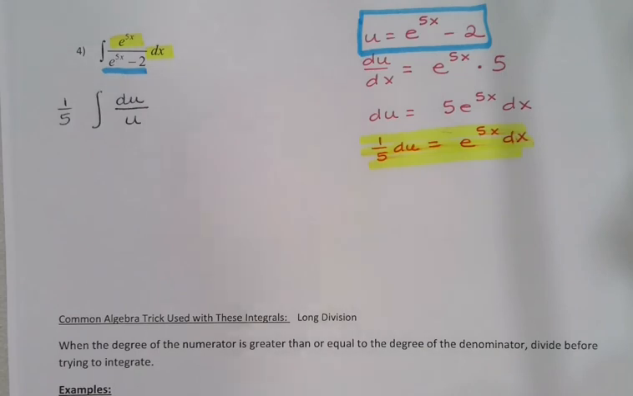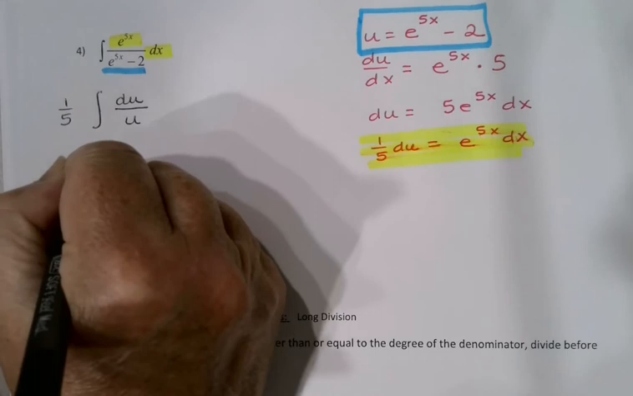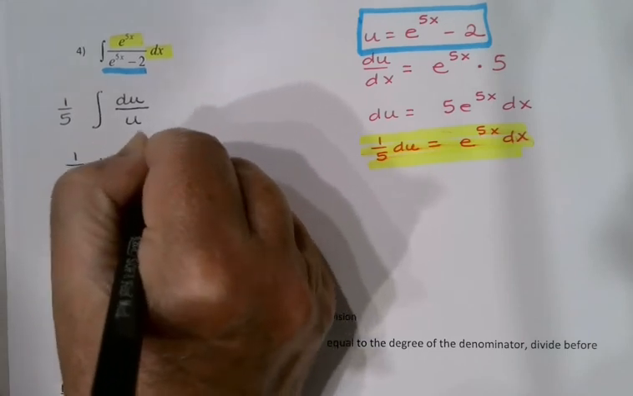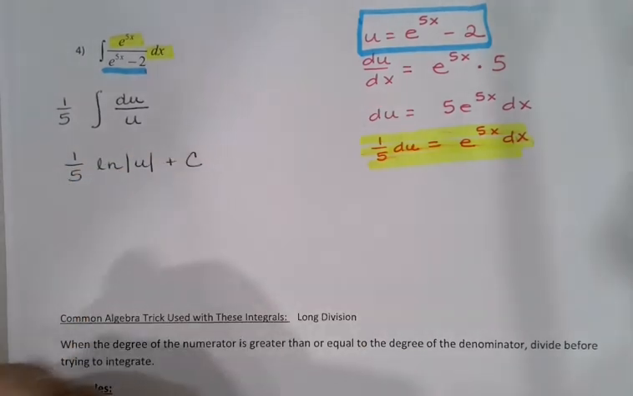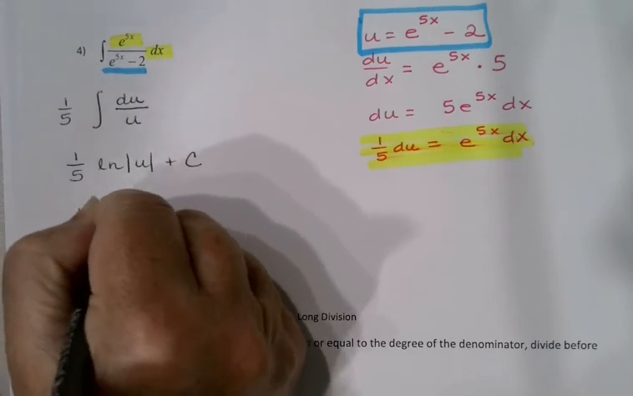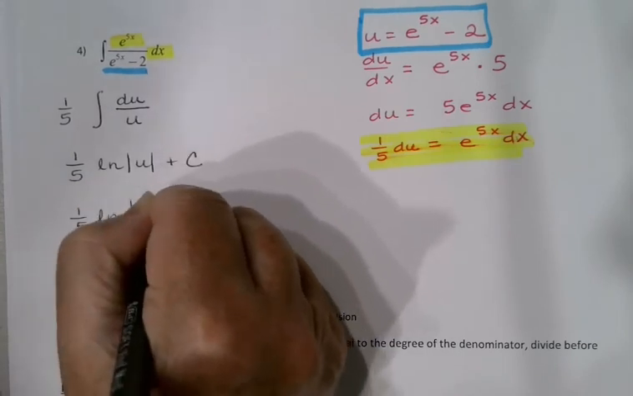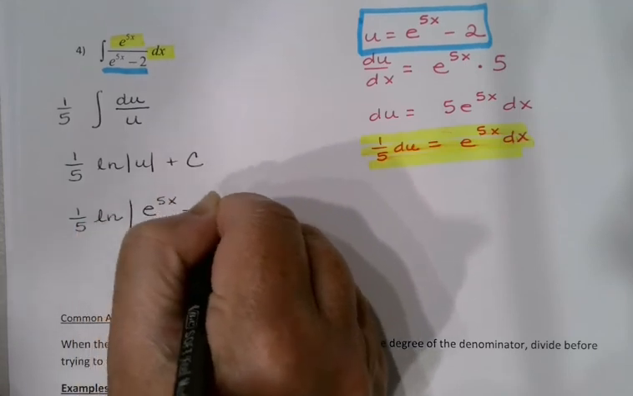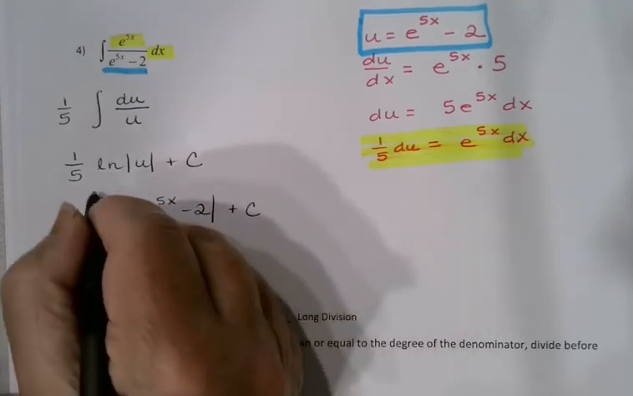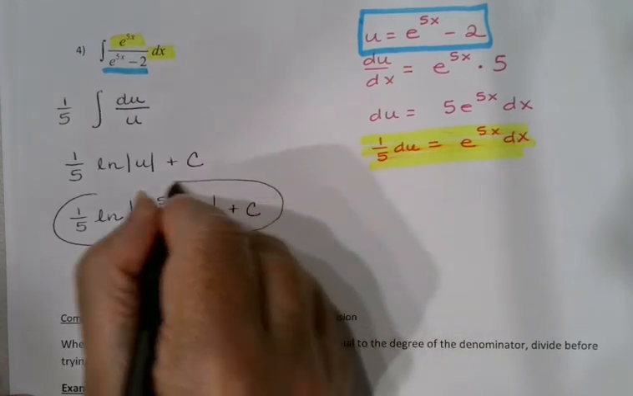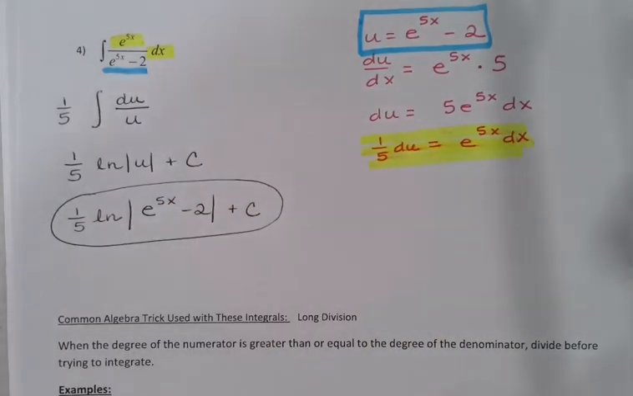So the hopefully now familiar form of that natural log integral, 1/5 natural log u plus c, or 1/5 times the natural log of e to the 5x minus 2 plus c. So letting u be a denominator is sometimes a good strategy. When you do that, expect a natural log as part of your solution.